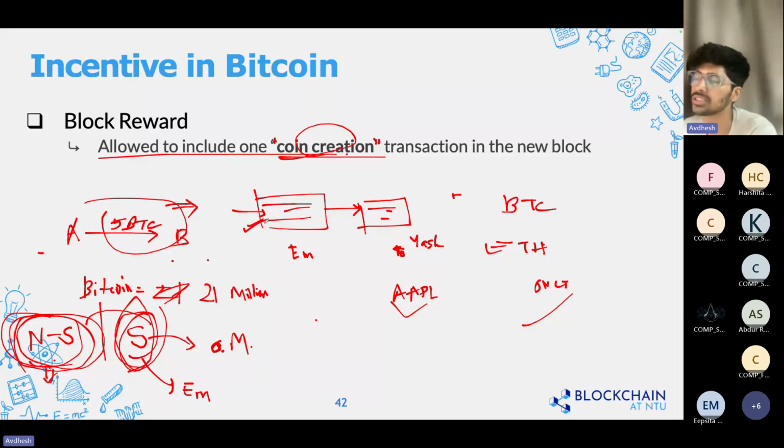There is another way, which is transaction fees, which I'll cover as the next point, but this is the coin creation that happens in general.